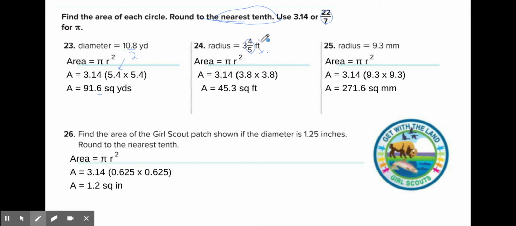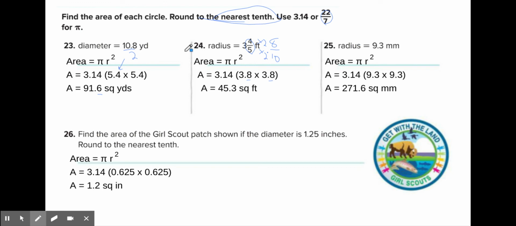So times 20 on the bottom and the top gets you 80. Oh, wait, I could have done times 2 there. Times 2. So times 2 times 2 gives you 8/10. So that's 3 and 8/10. So multiply that all out, you get 45 and 3/10 square feet.